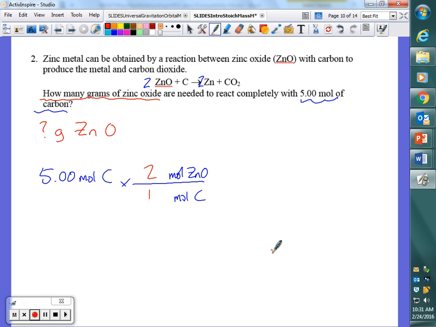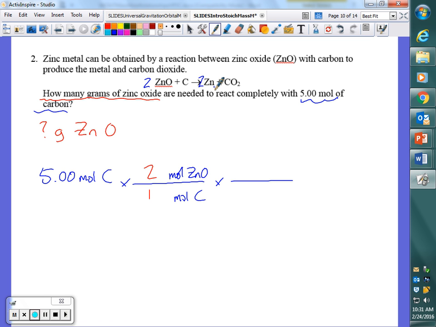What do we call that conversion factor? What do we call the conversion factor that has moles and moles in it? Mole to mole. The mole ratio, Jafar. I got it right. See? And the mole ratio comes from here.